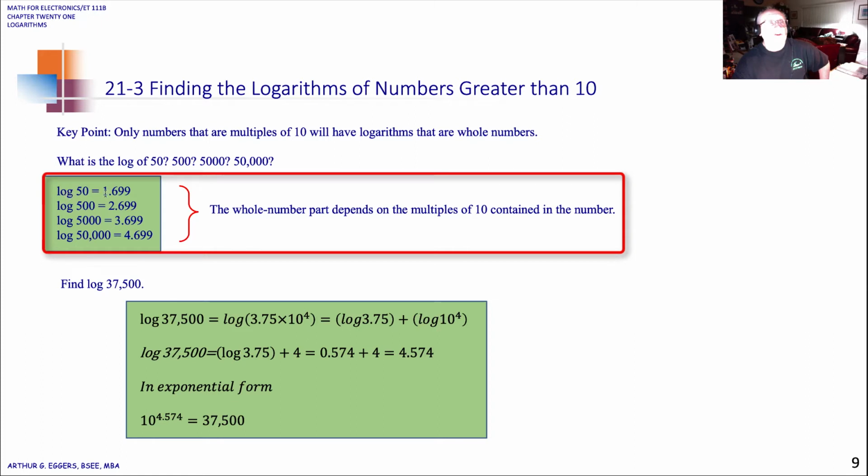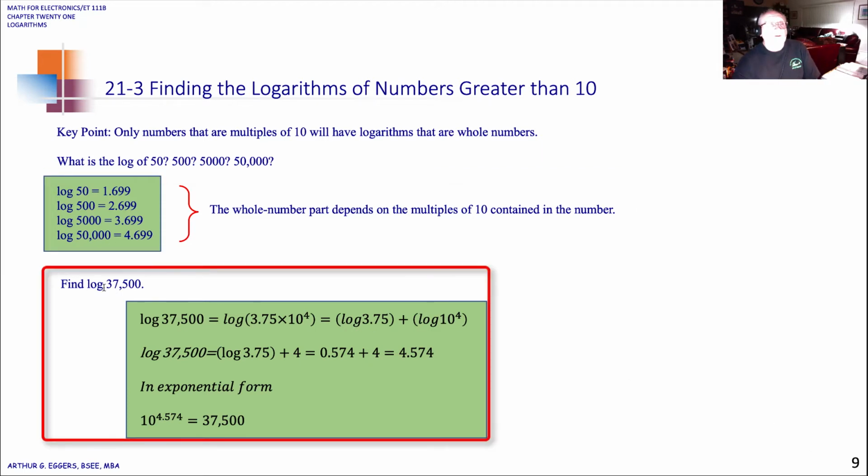The log of 50 is 1.699. You'll notice that the log of 500 is 2.699, so the fractional portion remains the same. The whole number is the number of zeros. The whole number part depends on the multiples of 10 contained in the number. So if we look at an example here, find the log of 37,500. The log of 37,500 can be broken apart into the log of both of the factors.